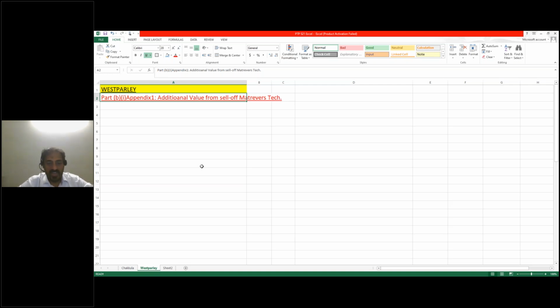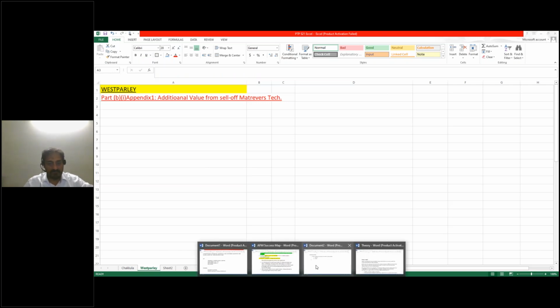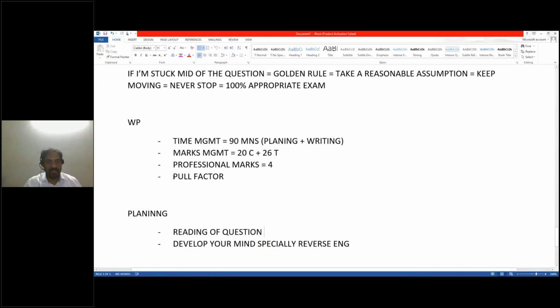Candidates, we are going to start working with this, but have to take a break. Take a 10 minutes break, and immediately after the break, we will attempt that particular question with the pull factor. But first, what is the meaning of pull factor? Sir, do let us know what is the meaning of pull factor.